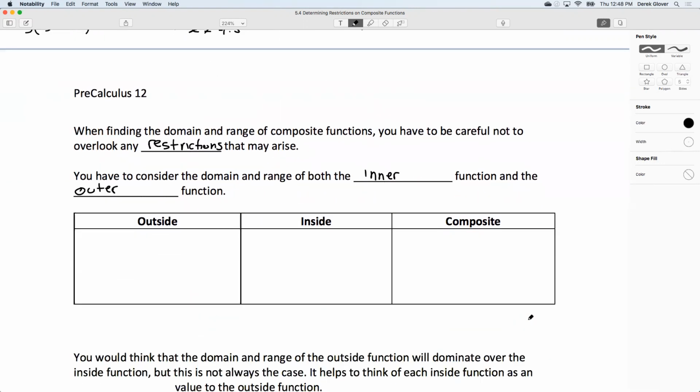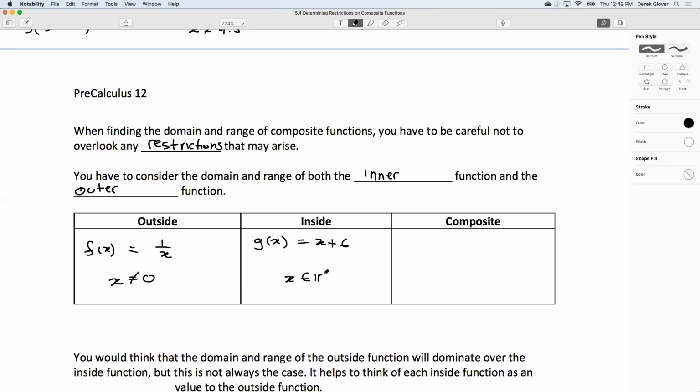For example, if we had something like f of x equals 1 over x as our outside function, we would have a restriction that x cannot equal 0. If we had, let's pick an inner function, let's go x plus 6, g of x equals x plus 6. That function doesn't have a restriction on x because there's no fractions and no square roots, so x is all real numbers.